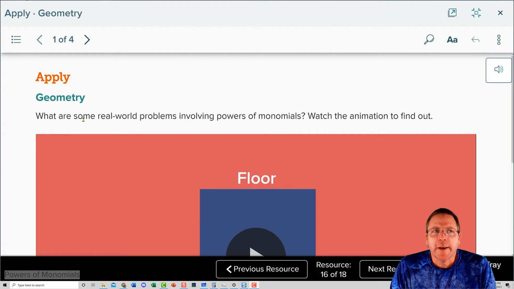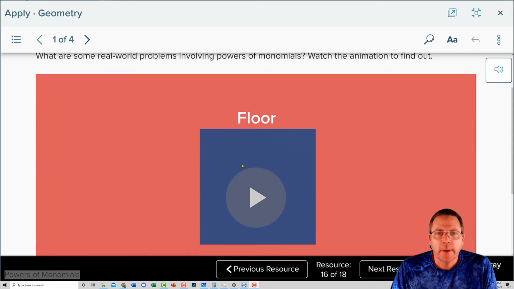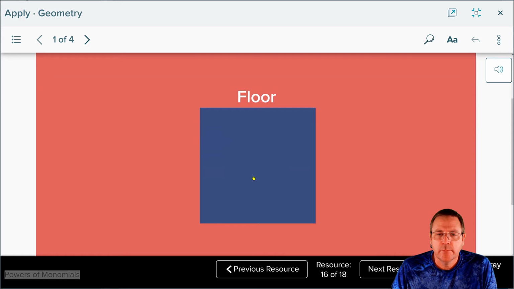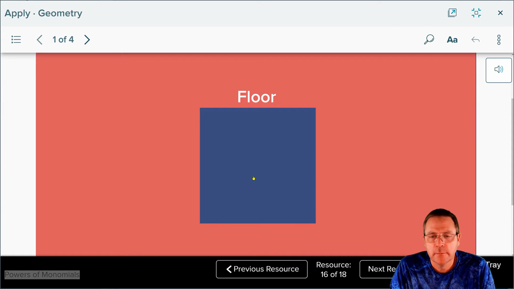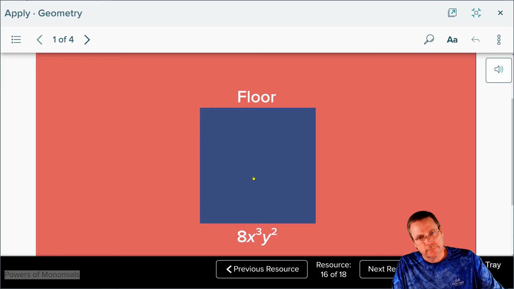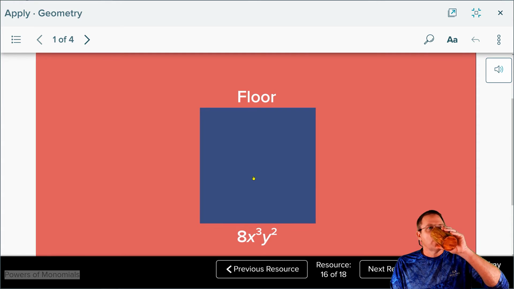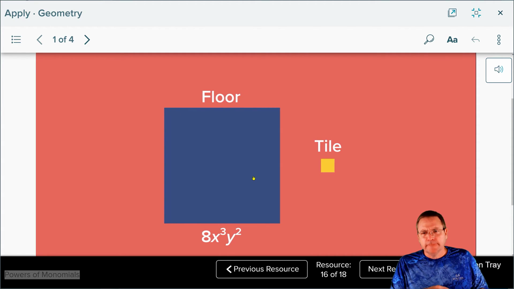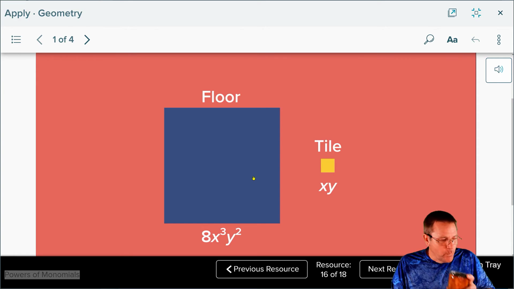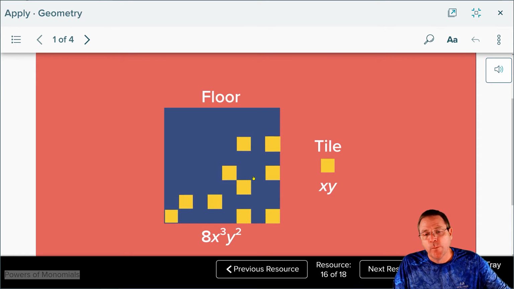So let's take a look at a real-world application problem involving some geometry and powers of monomials. The floor of the science lab at Davis Middle School is in the shape of a square. The floor has side lengths of 8x cubed y square units. The current floor tile is being replaced with new tile. The new tile is also in the shape of a square with side lengths of xy units. How many tiles will it take to cover the floor?